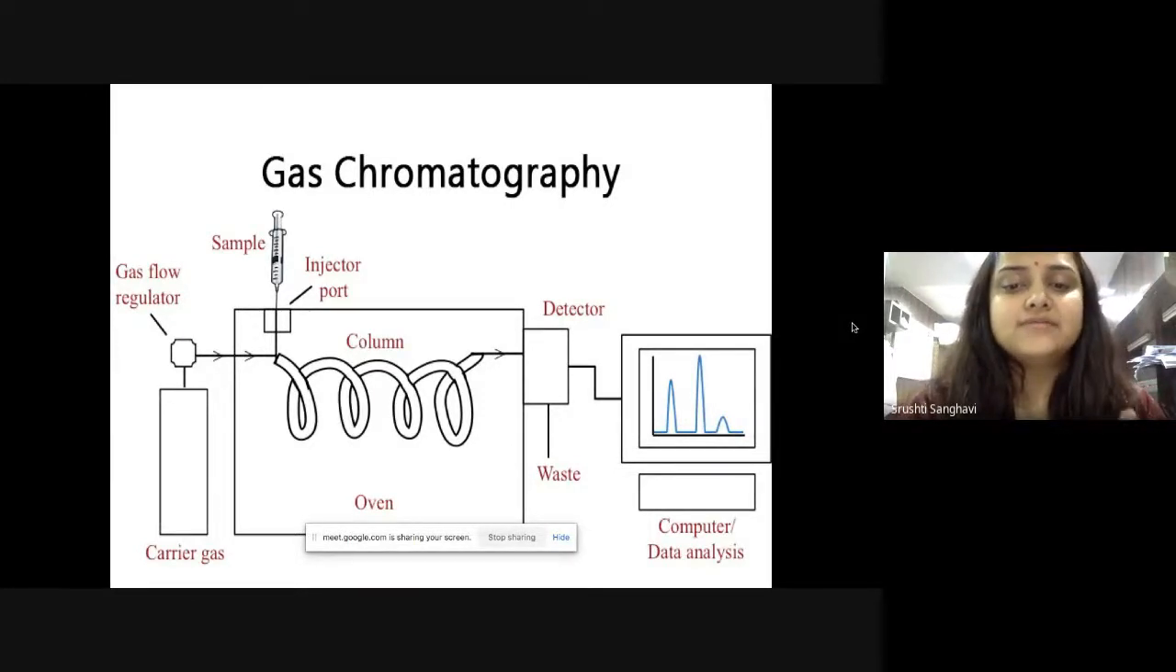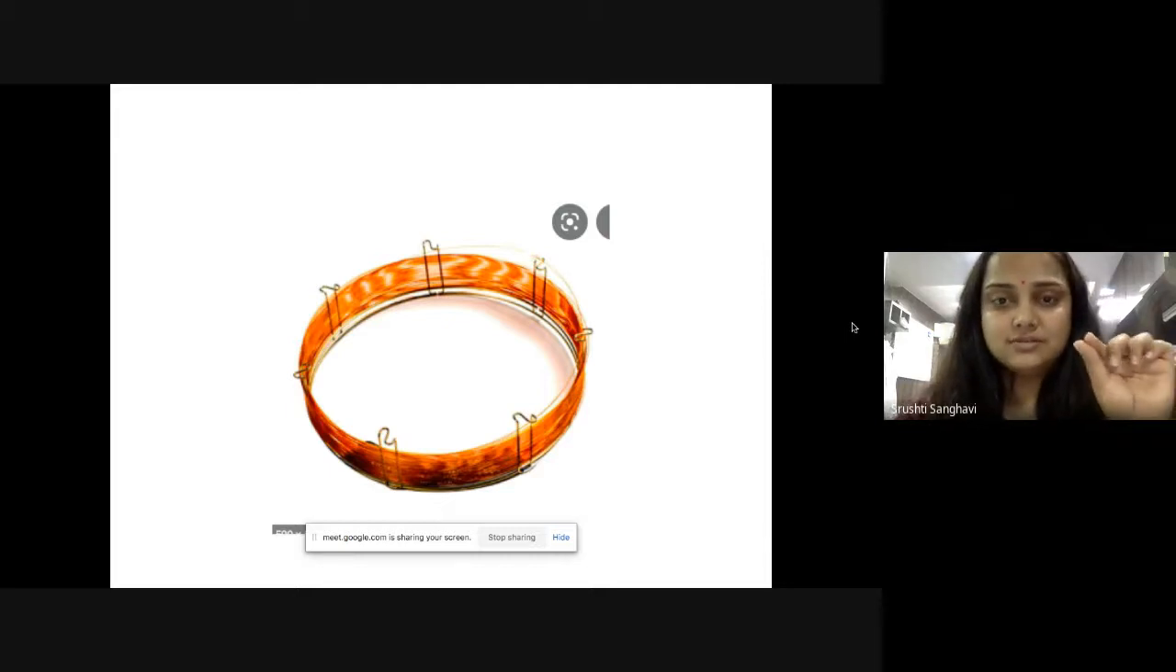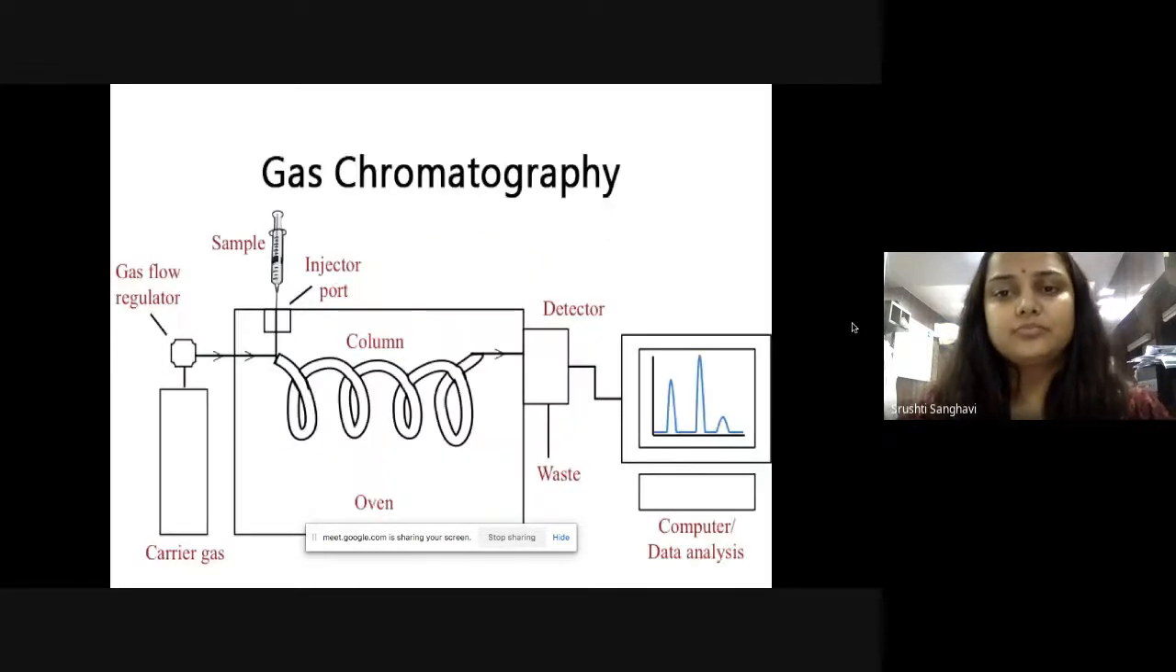Inside the column is where the separation actually occurs. Now, the column looks like this. It's 0.1, 0.3, 0.03 mm is the diameter of this column, and that is where the separation actually happens. After the gas has taken the sample to the column and the separation has happened, the individual components, after being separated, enter the detector.